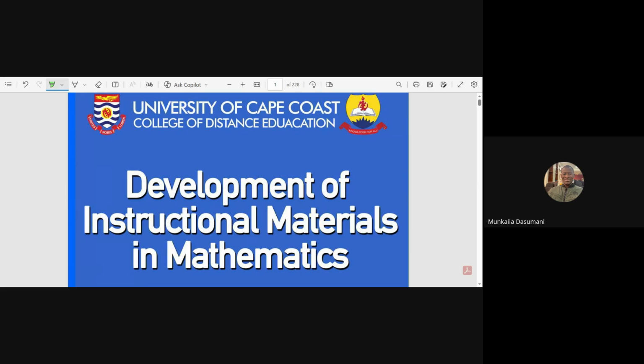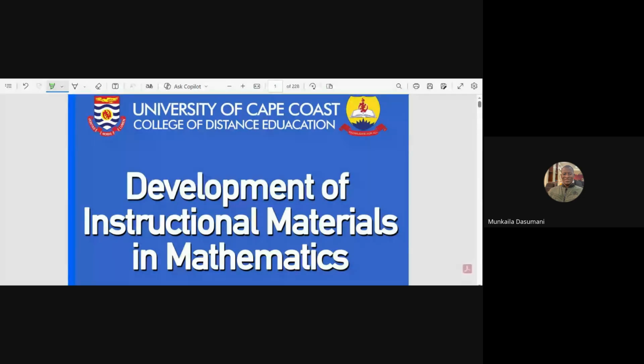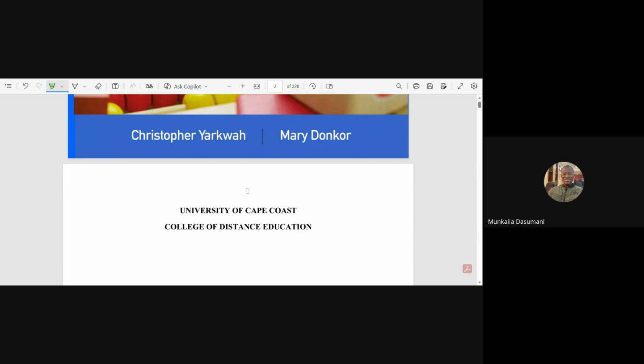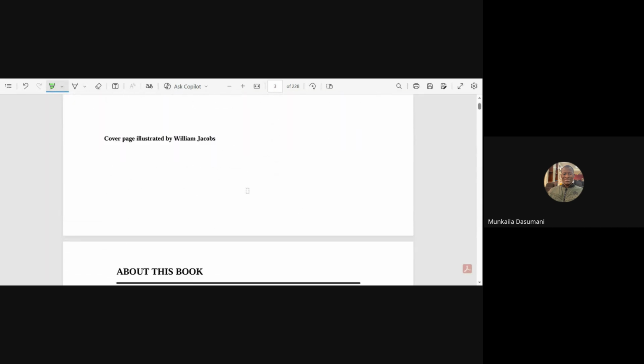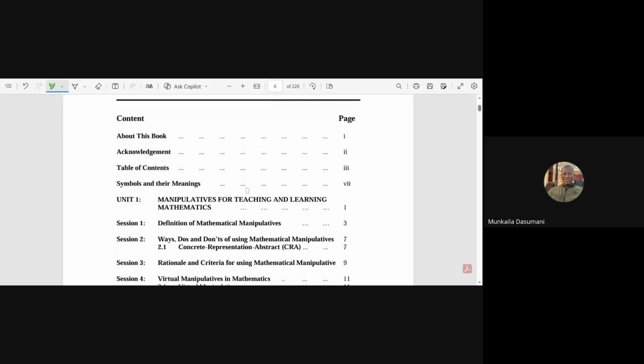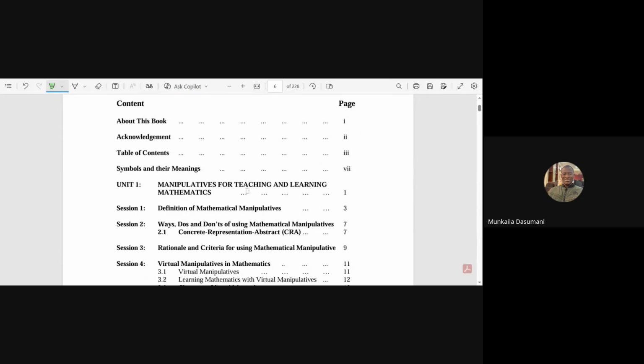I know some schools pay good money, so they try to get internet, Wi-Fi, everything in the classroom for the students. So that is the general picture about instructional materials in mathematics. And then in this course, we are going to talk about the 6 units as usual. In each of the 6 units, we are going to look at manipulatives for teaching and learning mathematics, which is for today.